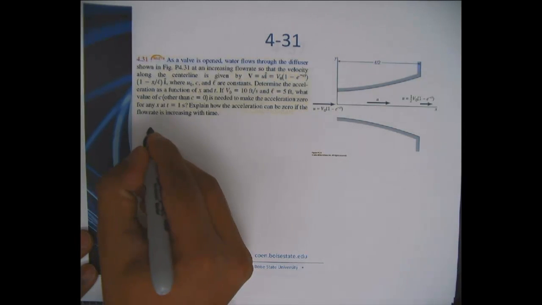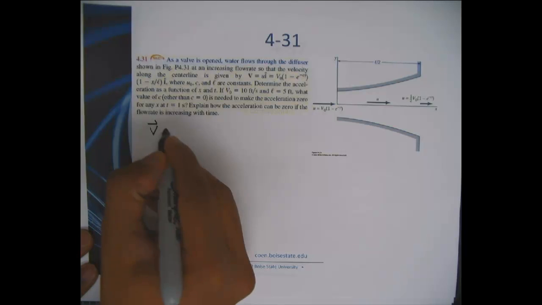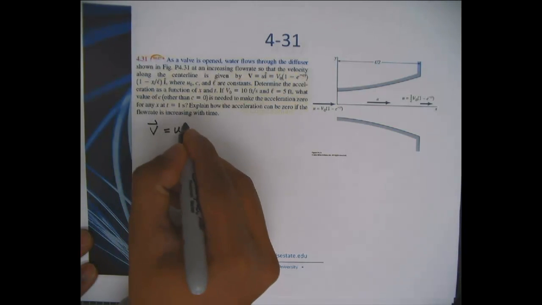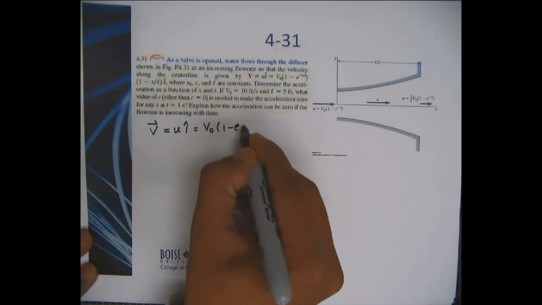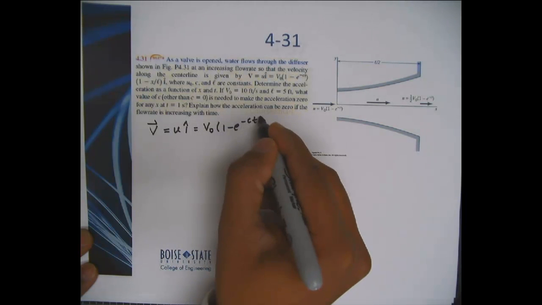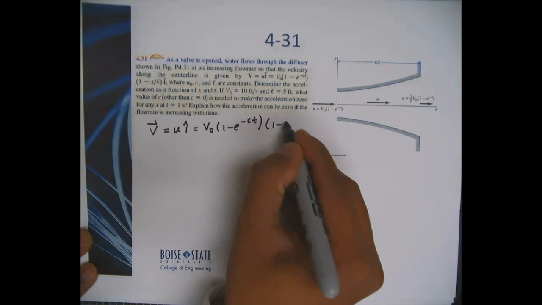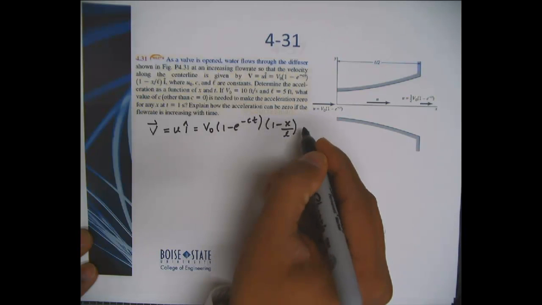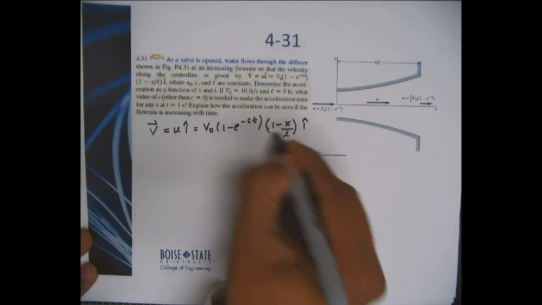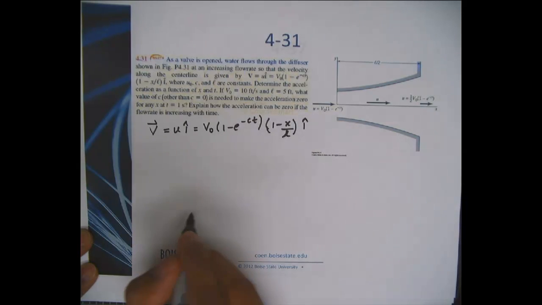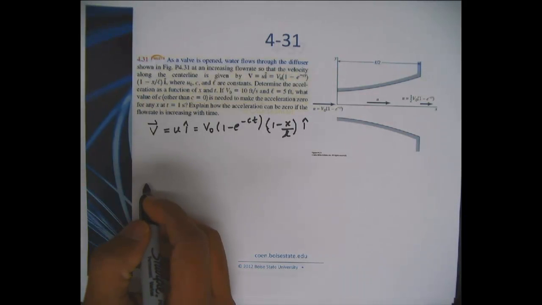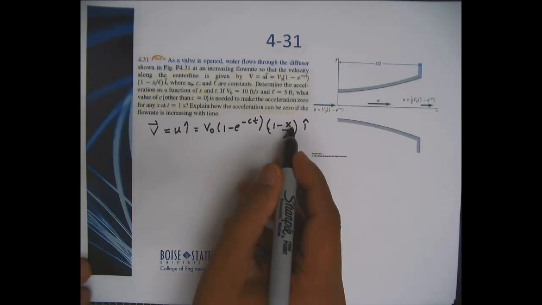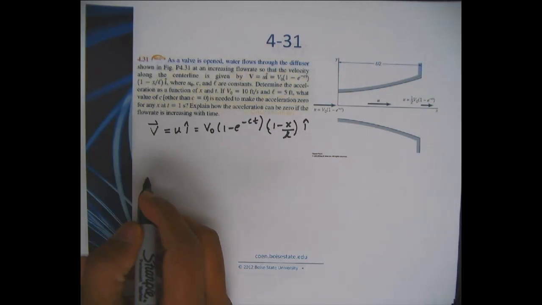Okay, so you're given the velocity. Let me write that: u times i, which is v naught times (1 minus e power negative ct) times (1 minus x over L) times the unit vector along the x direction. Okay, so that's your velocity vector. You see that it is a function of x and also time.